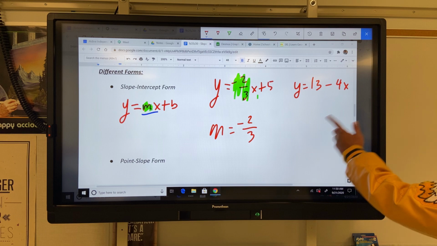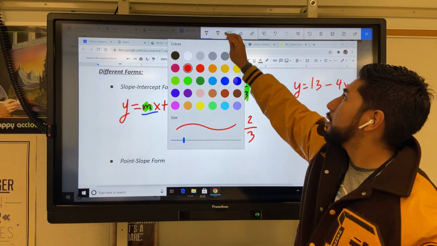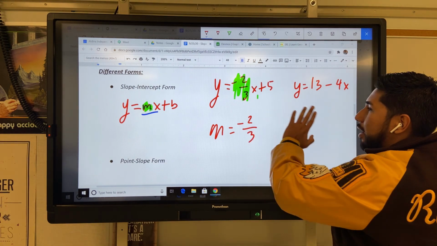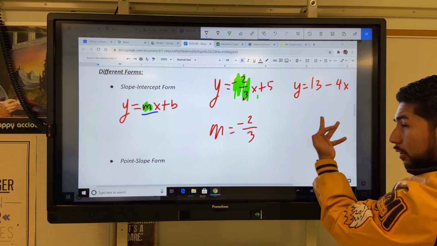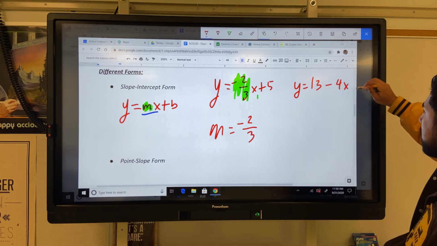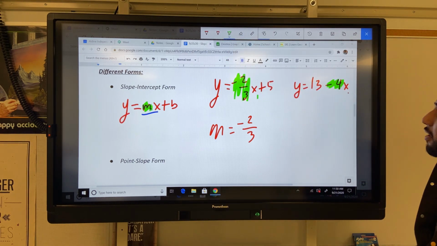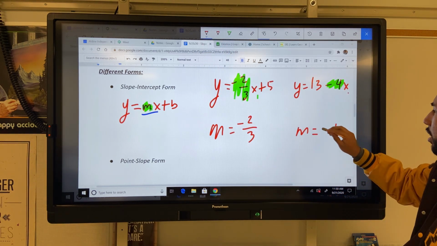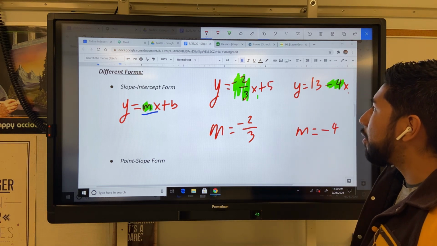Next, y equals 13 minus 4x, threw a little curveball right there. Who's my slope? Remember, it's the number or the value in front of the x, that coefficient. In this case, 13 doesn't have the x. I did a little curveball to you guys. Boom, x is right here. So that tells me my slope is, don't forget that minus sign turns that number negative, -4. Boom. Pretty straightforward for slope intercept.